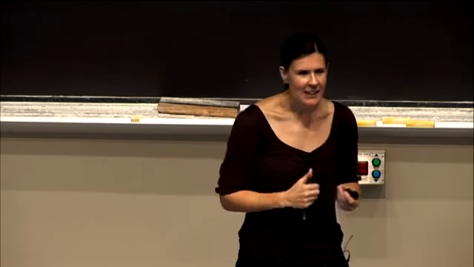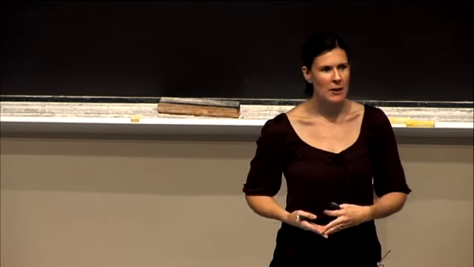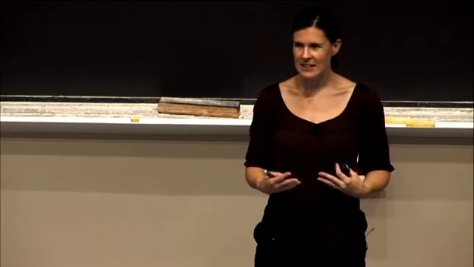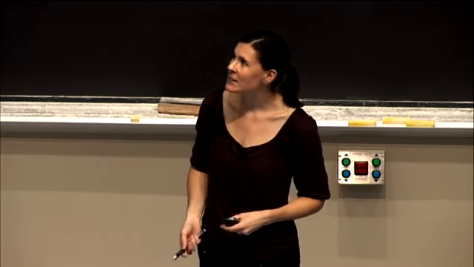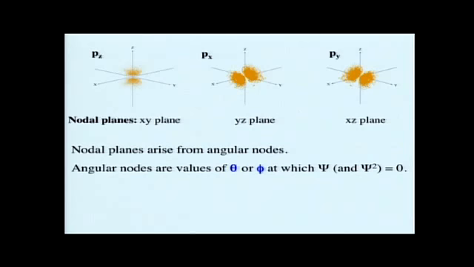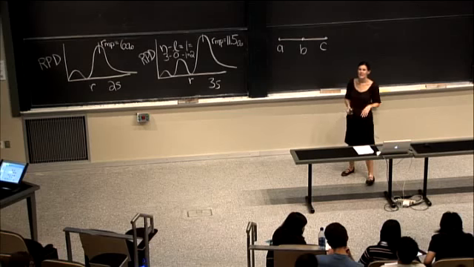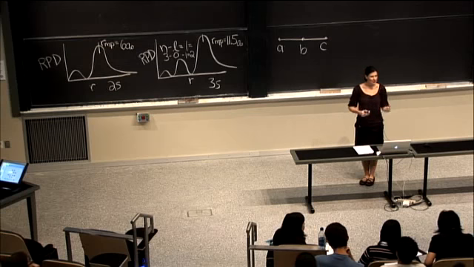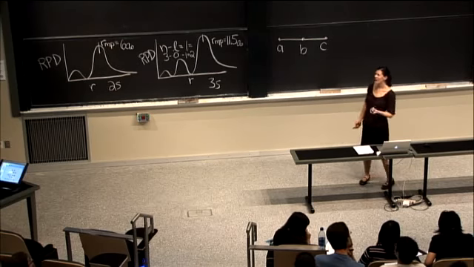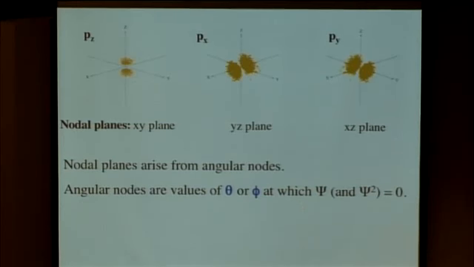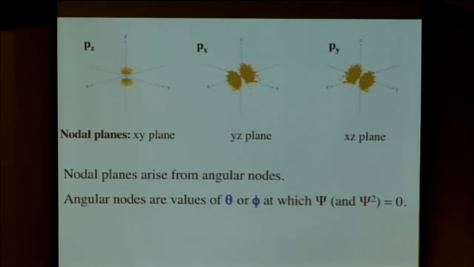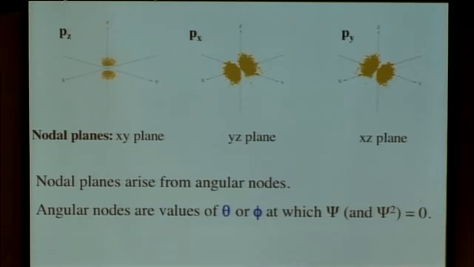So let me get a little bit more specific about what we mean by nodal plane and where the idea of nodal plane comes from. Nodal planes arise from any place you have angular nodes. We talked about radial nodes when we were doing these radial probability density diagrams. You can also have angular nodes. And when we talk about an angular node, what we're talking about is values of theta or values of phi at which the wave function, and therefore the wave function squared or the probability density, are going to be equal to 0.